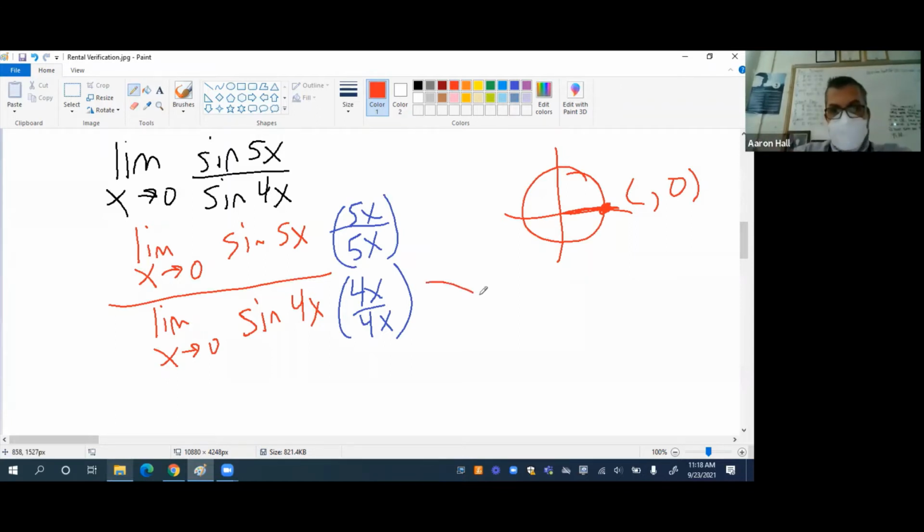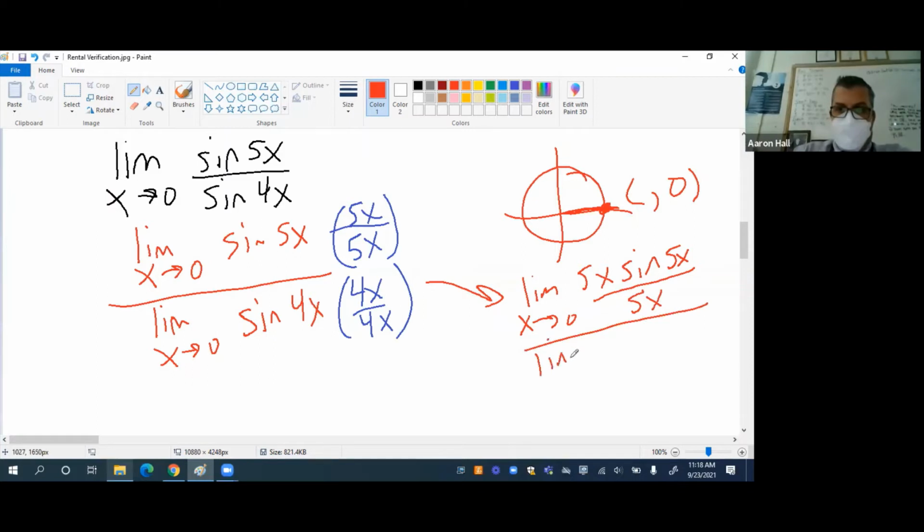We don't have as much think time as we would like because it's a short class today. So I'm going to move this 5x times sine of 5x over 5x like this. The same thing here, the limit as x approaches 0 of 4x times sine of 4x over 4x. Did I violate any rules of math? No. Okay. Where do I go from here?